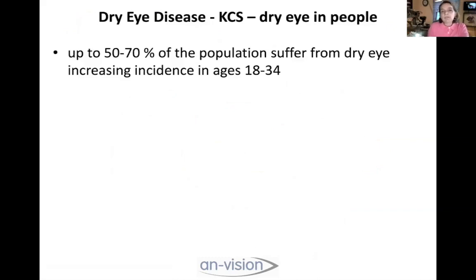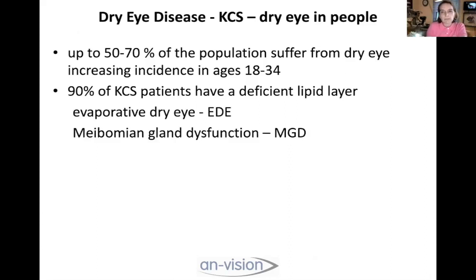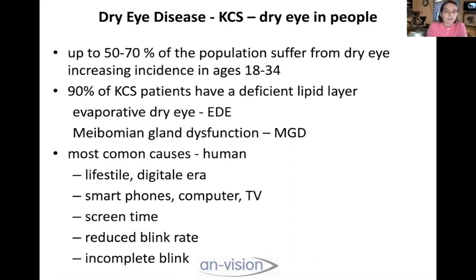Dry eye in people affects about up to 50 to 70% of the population. Think about it, 70% of the population, 7 out of 10 sitting in front of your computer now have dry eye. And it's an increasing incidence in the ages of 18 to 34. 90% of those patients don't have classic aqueous deficient dry eye, but deficient lipid layer. So this would be evaporative tear disease. Meibomian gland dysfunction will be the major thing in people.